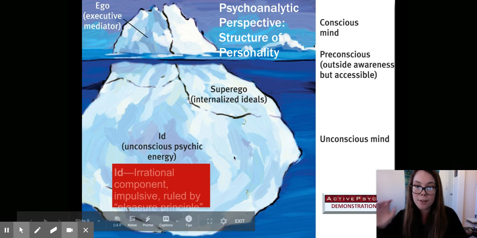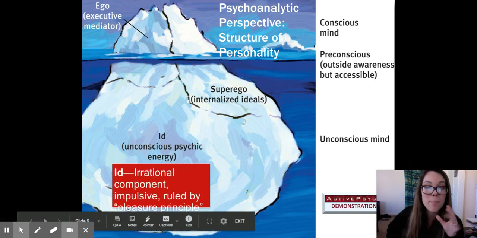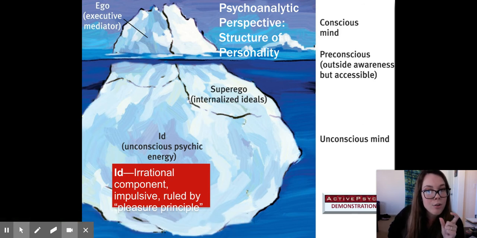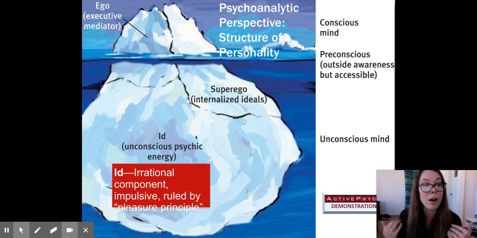So first, we have our id. I know it looks like ID, but it's id. It's our irrational component. It's our compulsive behavior. The id is under the water. It is in our unconscious.